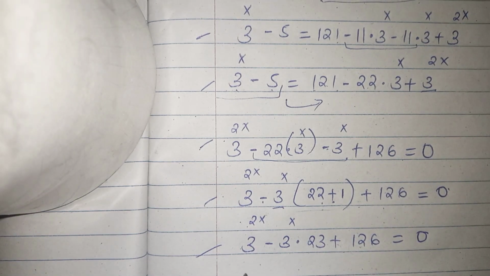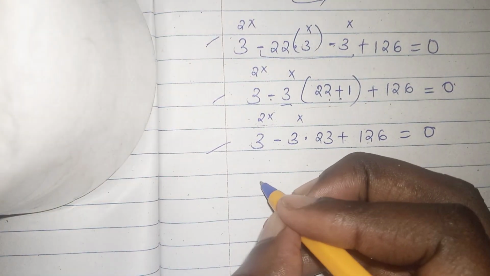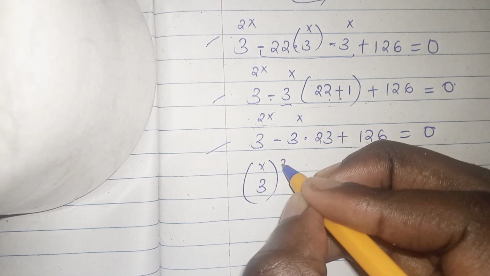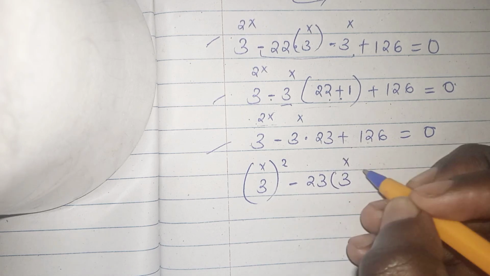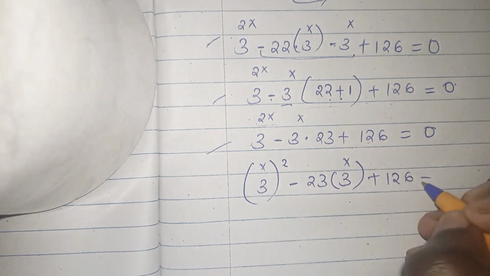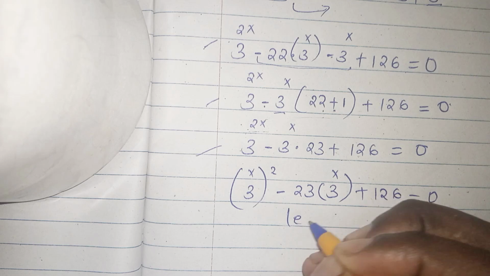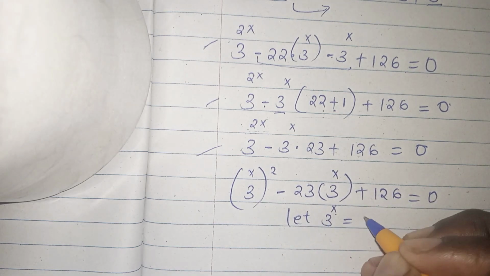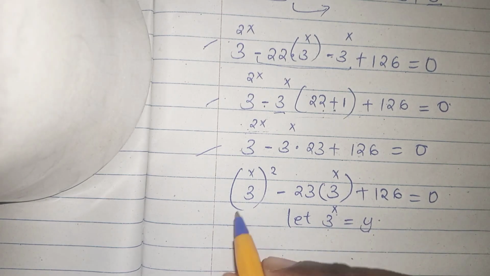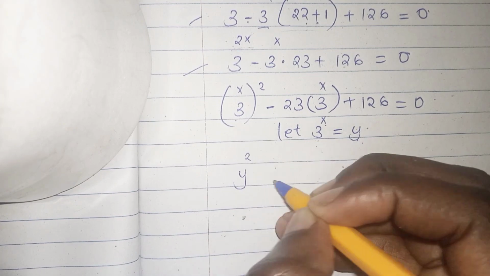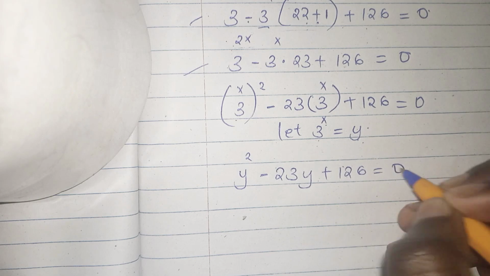So in our next step, according to one rule of indices, we are going to interchange this exponent. Therefore, (3 to the power of x) all squared, minus 23 into 3 to the power of x plus 126 is equal to 0. So we are going to use substitution, whereby we shall say let 3 to the power of x is equal to y. So where there is 3 to the power of x, we are replacing it with y. Therefore, this is y squared minus 23y plus 126 is equal to 0.